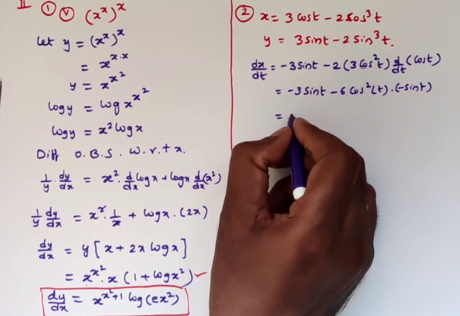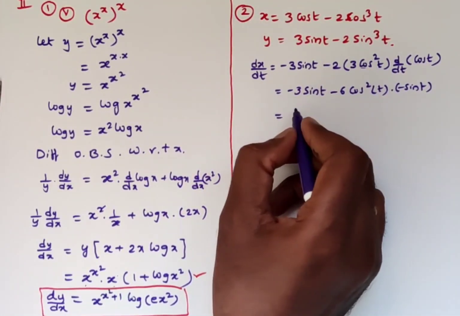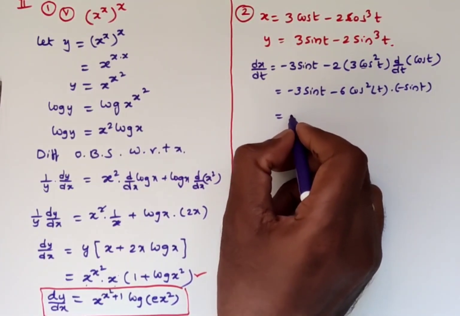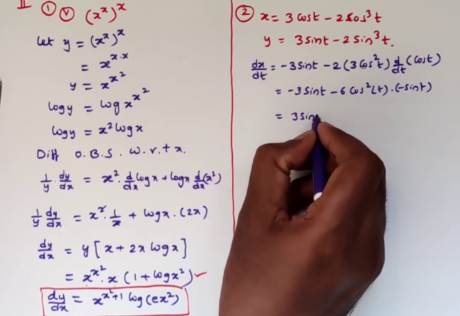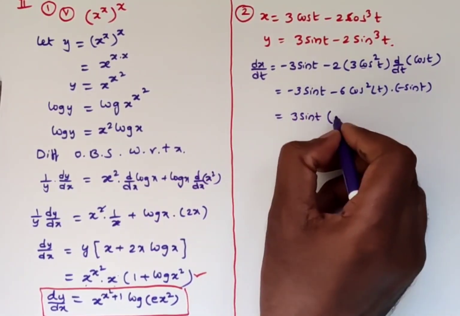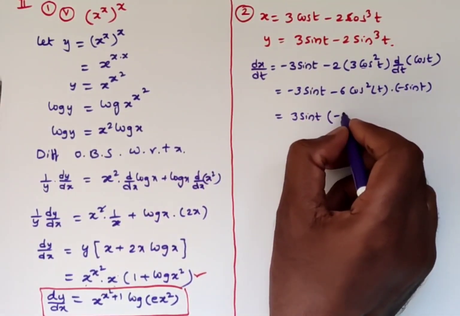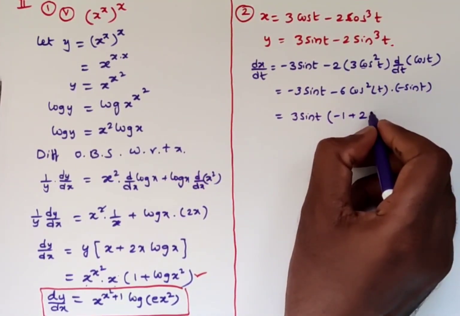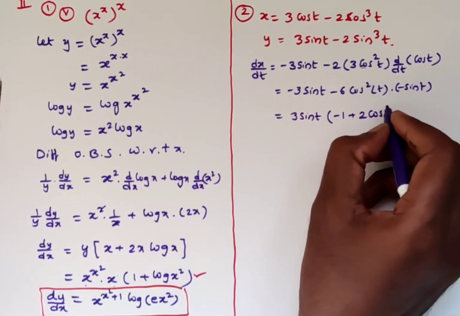Now here 3 sin t is common, right? So 3 sin t is common. Now this is minus 1, minus into minus is plus, so the remaining part is 2 into cos square t.